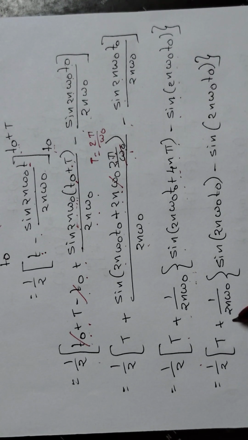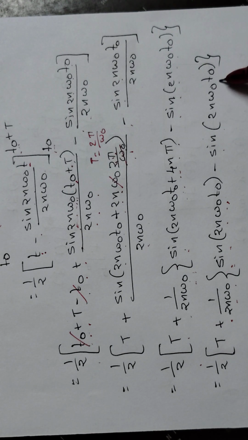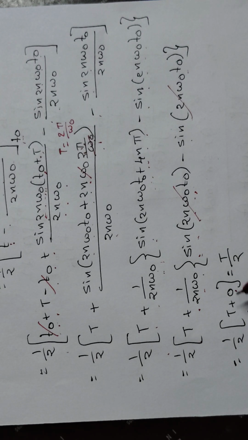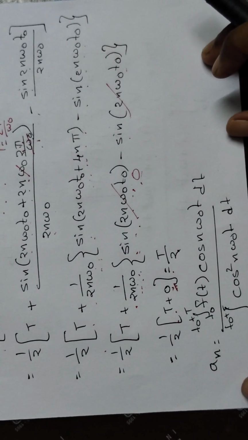Now t plus 1 by 2n omega naught. So sine of 4 pi plus theta, you can get sine theta, right? So that is sine 2n omega naught t minus sine 2n omega naught t. So these two are cancelled. We are getting 0, right? So that is t plus this value into 0. This value is 0, right? You have to multiply these two. We are getting 0. T plus 0 is equal to what? T by 2.